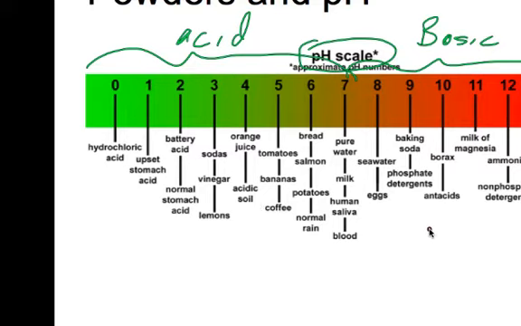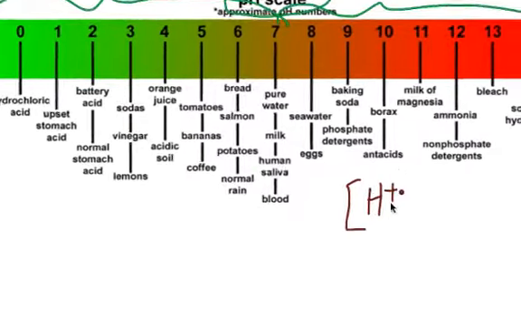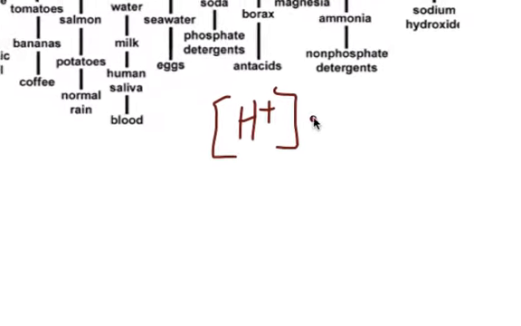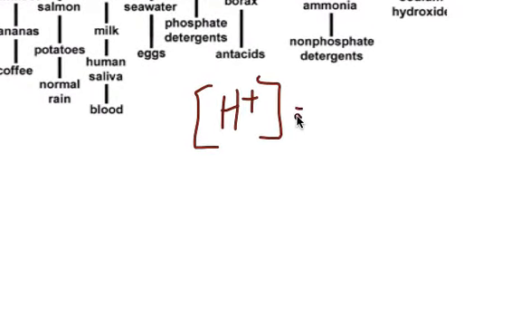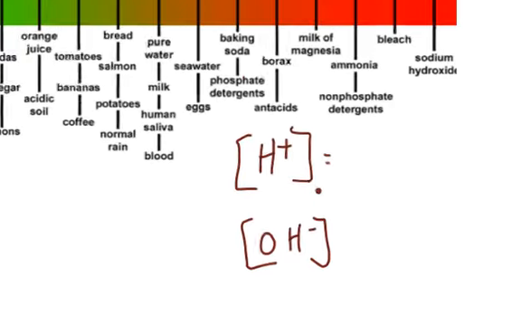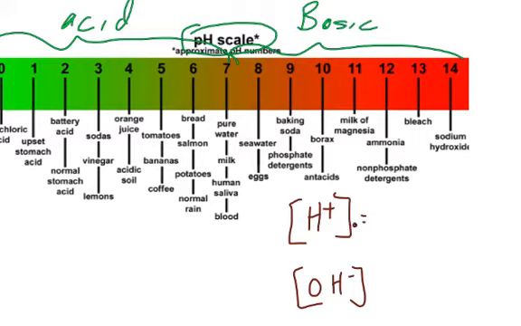chemicals which are going to have these particular ions. They're going to have either a hydrogen proton, which makes it acidic, and they're also going to have a hydroxyl, sometimes called hydronium. The relationship between these two will determine if something is acidic or basic.